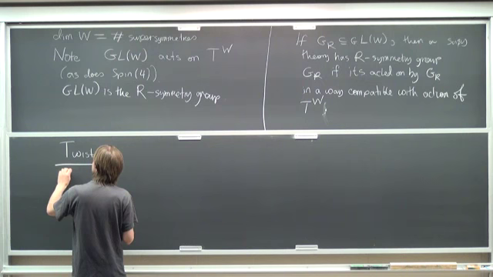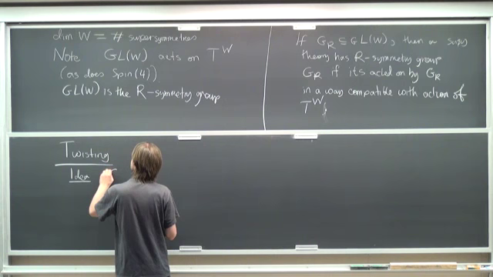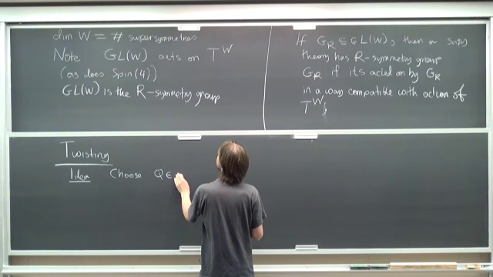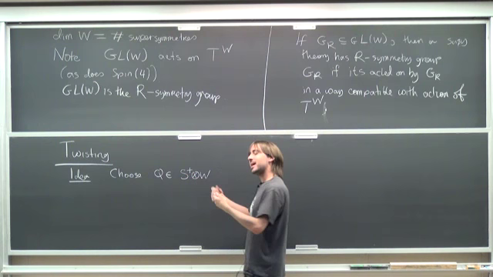So the idea is the following. Choose some Q in the supertranslation algebra. We're choosing something we don't know what it is yet. But it's again just some general algebraic construction.